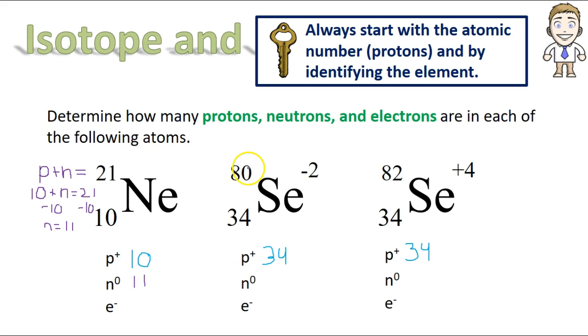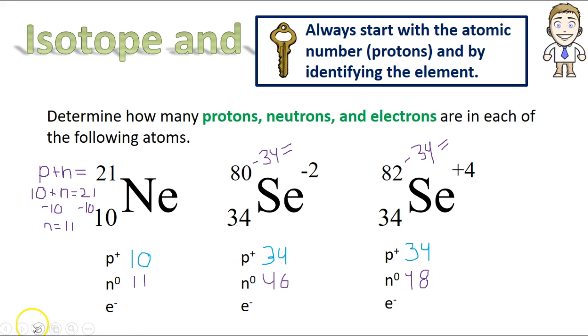If you do the same thing here, 80 minus the 34 protons leaves you with, what's 80 minus 34? Leaves you with the 46 neutrons. And same thing here, 82 minus 34 leaves you with 48 neutrons.